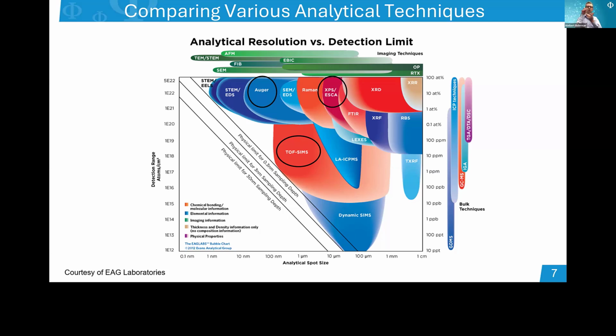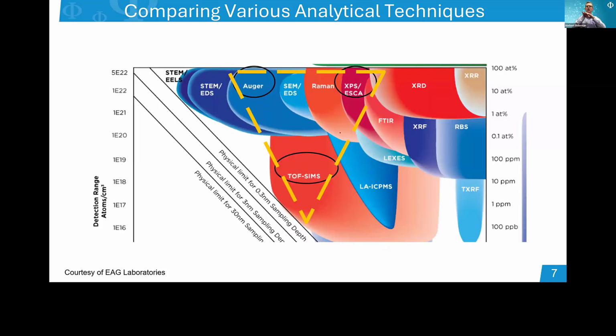For example, SIMS is the only analytical technique that can detect species at parts per million to billion with a spatial resolution in the nanometer range. Interestingly, the three surface analysis techniques form a triangle on this chart. Perhaps they are the Bermuda Triangle of analytical techniques, where strange things happen and mysteries are solved.